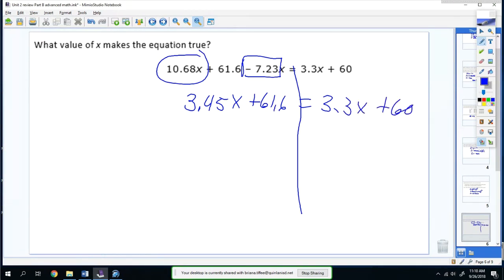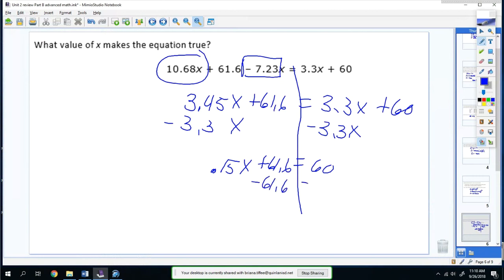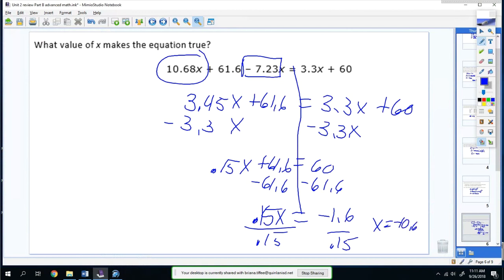So now I'm going to solve it like normal. Subtract 3.3x from both sides. Now I have 0.15x plus 61.6 is equal to 60. I'm going to subtract 61.6 from both sides. I get 0.15x is equal to negative 1.6. And I divide both sides by 0.15. And you get x is equal to negative 10.66 repeating.